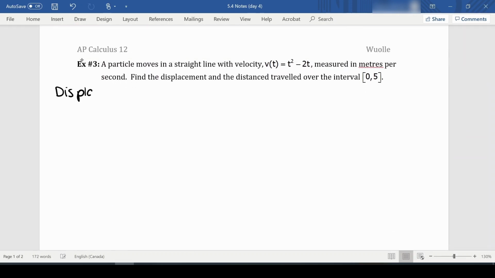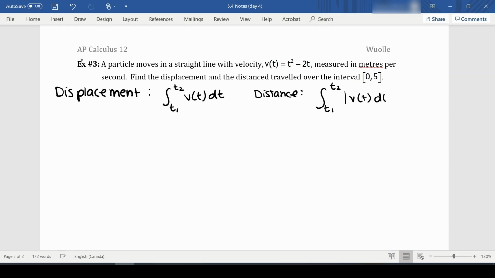So displacement is going to be the integral from t1 to t2 of our velocity with respect to time. Our distance is going to be the integral from t1 to t2 of the absolute value of our velocity with respect to time. And when we do that, we need cases, because when we think about absolute values, we pretty much always split these into a positive versus a negative case.